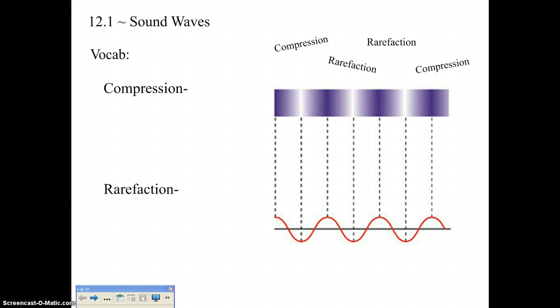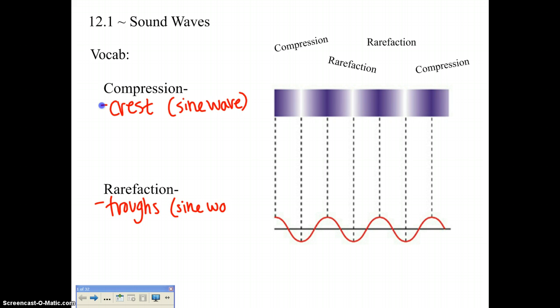So our vocab here is going to consist of compressions and rarefactions. Remember, compressions are like the crest on a sine wave, whereas rarefactions are like the troughs on a sine wave. Furthermore, compressions are going to be areas of high pressure. That's when your waves are going to be squeezed together, whereas rarefaction is when the waves are going to have a lot of space in between them. Therefore, the molecules are going to be under low pressure, so you'll have lower frequencies, lower sounds, lower pitches at that position.